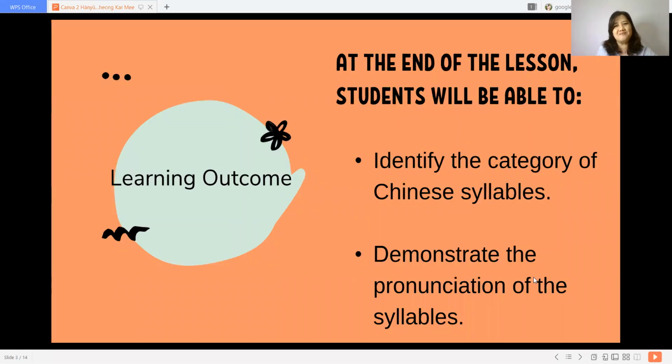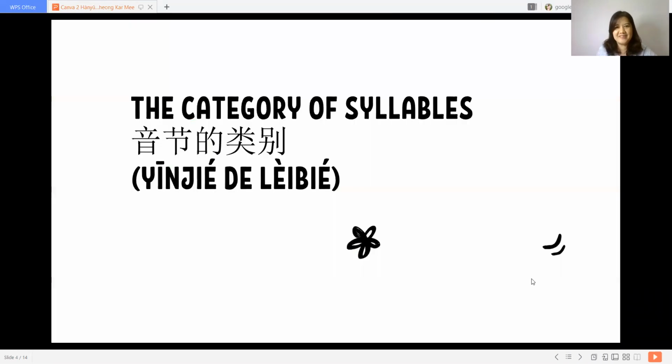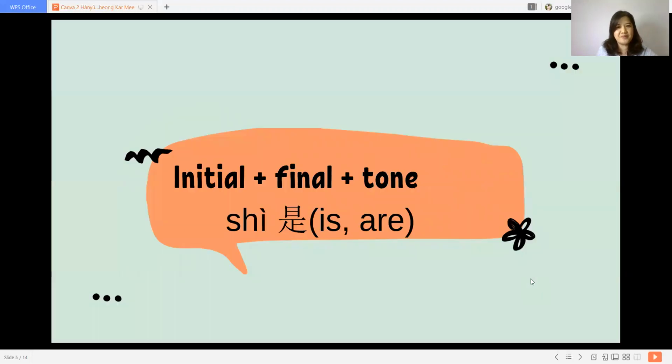At the end of the lesson, you'll be able to identify the categories of Chinese syllables, and secondly, you'll be able to demonstrate the pronunciations of the syllables. There are a few categories of syllables. This is what you have learned, right? You already know that a syllable actually consists of three components, which are initials, finals, and tones. The example provided here is 是, which means is or are.